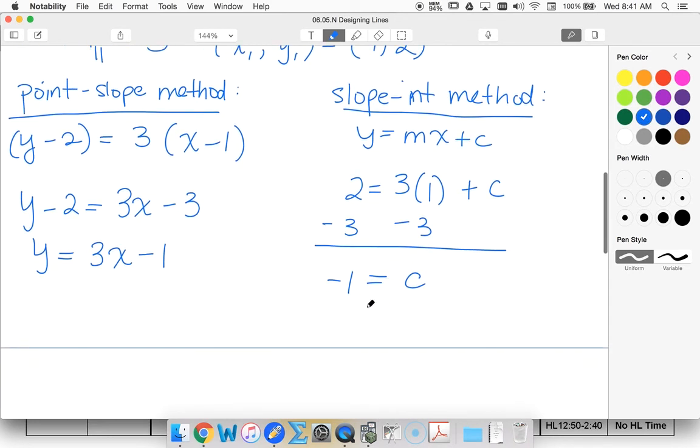This is not the equation of the line though. I have to go back and plug in the slope and the y-intercept. So I'm going to get y equals, my slope was 3, my y-intercept is minus 1. So I end up with the same equation. Remember, at the end we're asked for the equation of a line, so we can't just find c, we have to put it back into the equation of the line. And this is the equation of our line in slope-intercept form.